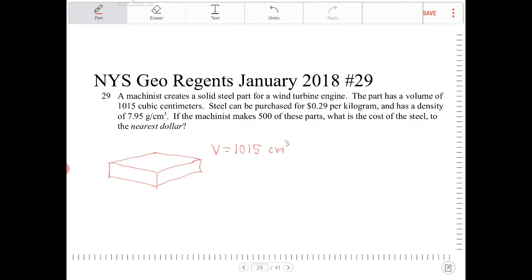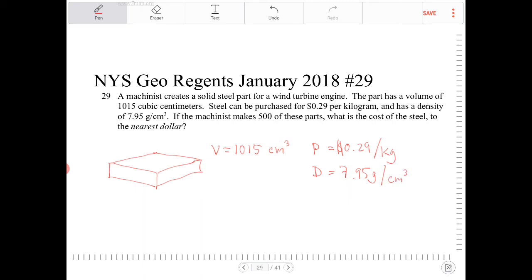Steel can be purchased for $0.29 per kilogram. So the price of this steel is 0.29 per kg. Actually, I'm going to use a different symbol there. I'm going to say P is equal to this dollar figure. And then the density of the steel, which I want to denote with capital D, is 7.95 grams per centimeters cubed.